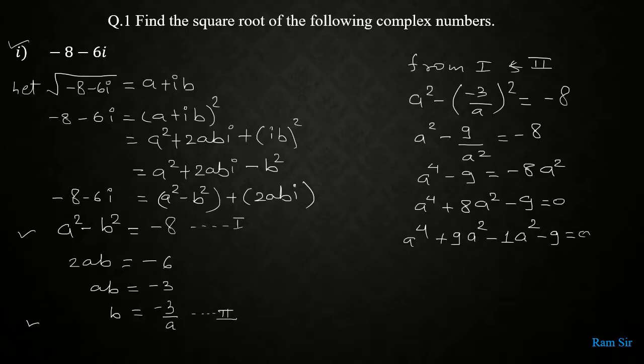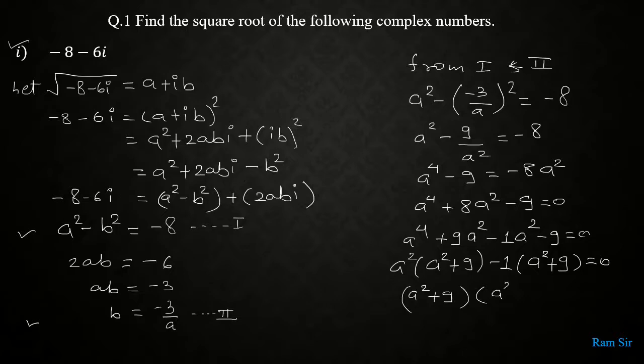Now we take a square common from the first two terms, that gives you in bracket a square plus 9. Similarly, we'll take minus 1 common from the third and fourth terms, that gives you a square plus 9 is equal to 0. In the next step we will take a square plus 9 common, which is present in both the terms, and in another bracket we will get a square minus 1 is equal to 0.